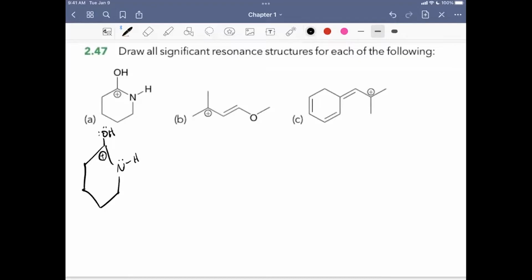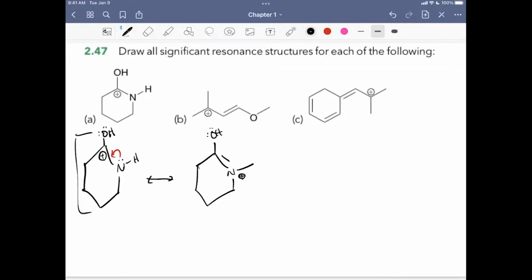And that's one of the common patterns that we see with resonance, is that if you have a C plus, a carbon plus, next to a lone pair, it can resonate with that. So let's do that. Now the nitrogen is going to have a plus. And that is one resonance structure you could do.